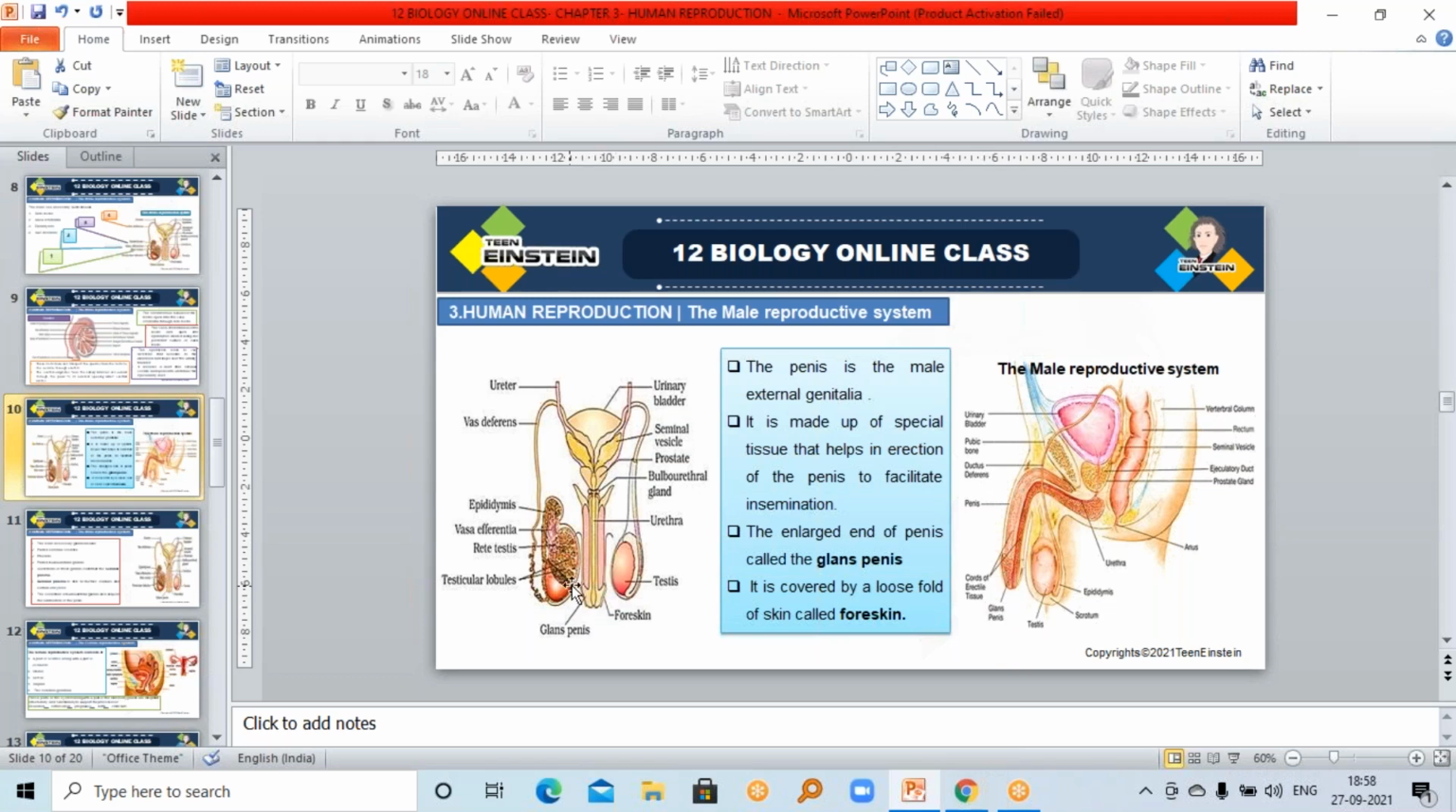This enlarged end of the penis is called the glans penis, and it is covered by a loose fold of skin called the foreskin. You can see here the foreskin. The glans penis is covered by a loose fold of skin called the foreskin. Okay.